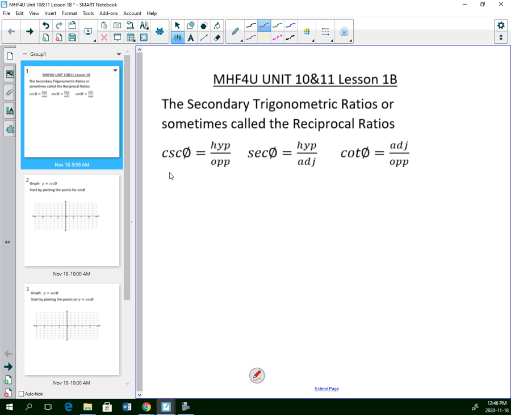Okay, so CSC is the abbreviation for cosecant. And cosecant is the reciprocal of sine. So sine we know is opposite over hypotenuse, and so cosecant is hypotenuse over opposite. Okay, then SEC is the abbreviation for secant, and secant is the reciprocal of cosine.